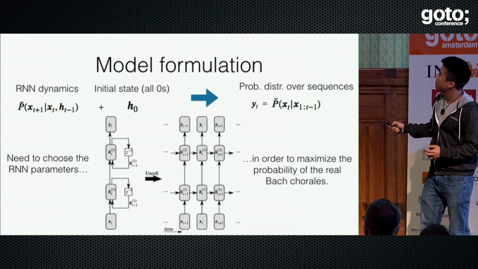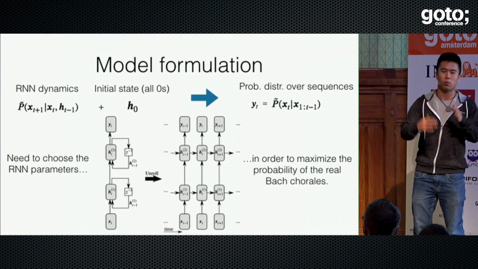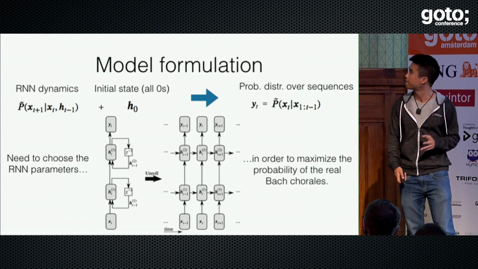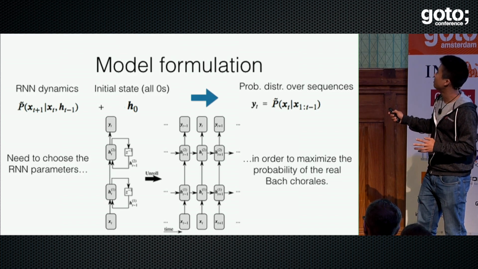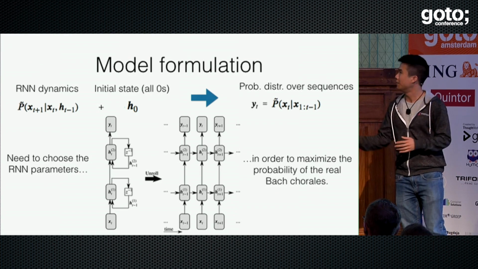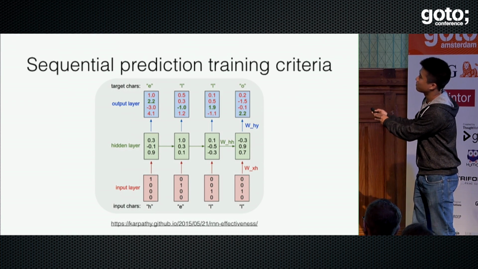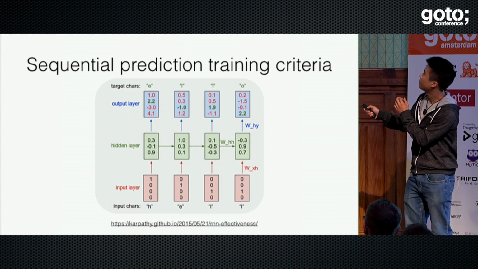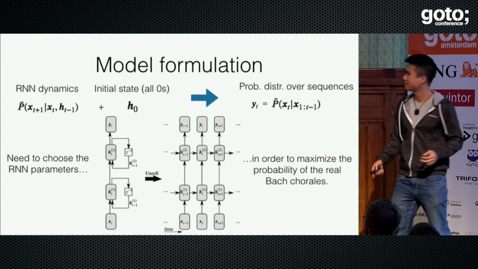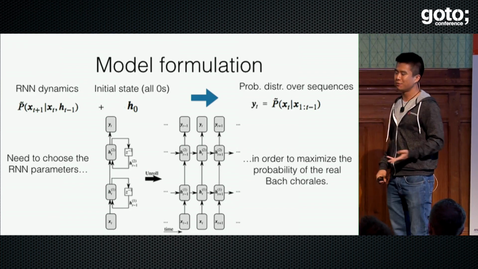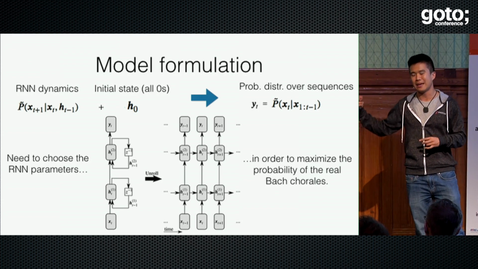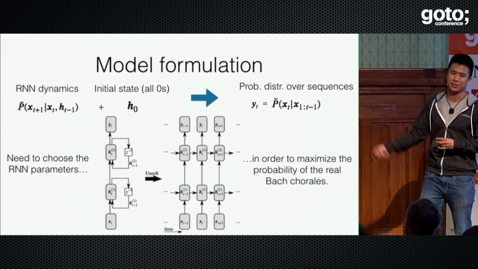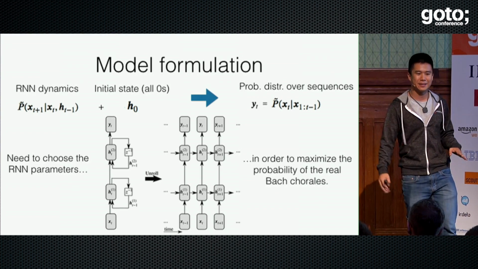We need to choose the RNN parameters, so these weight matrices, the weights of all the connections between all the neurons, in order to maximize this probability right here, the probability of the real Bach chorales. So down here we have all the notes of the real Bach chorales, and up here we have the next notes of those. In an ideal world, if we just initialize it with some Bach chorale, it'll just memorize and return the remainder, and that will do great on this prediction criteria, but that's not exactly what we want.